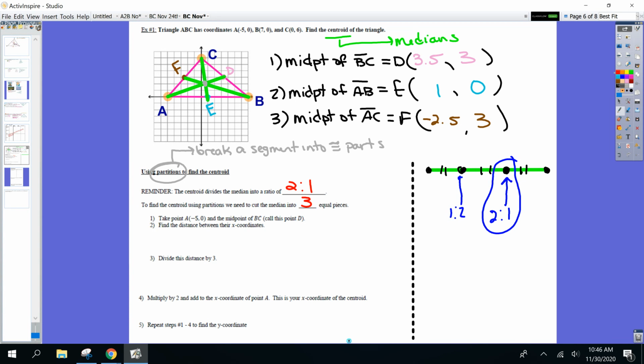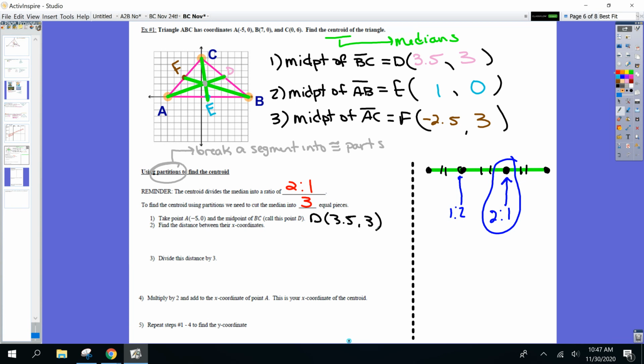We're going to take median AD and just make sure we know we just found point D to be 3.5, 3. All right, let's break this median up into 3 equal pieces so we can find what that 2 to 1 point would be. Here's how we're going to do it. We are going to treat the x-axis and the y-axis separately, everybody. So everyone take point A and D right now. That's where your focus is, point A and D.